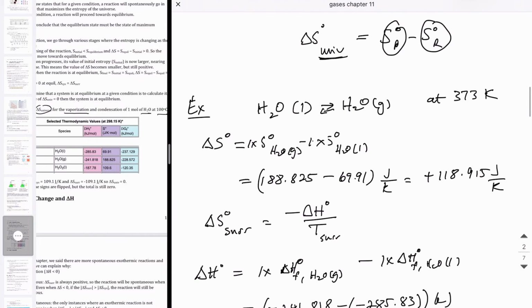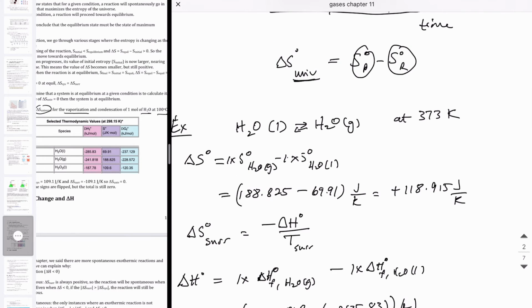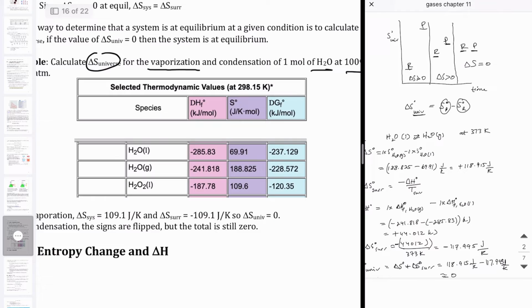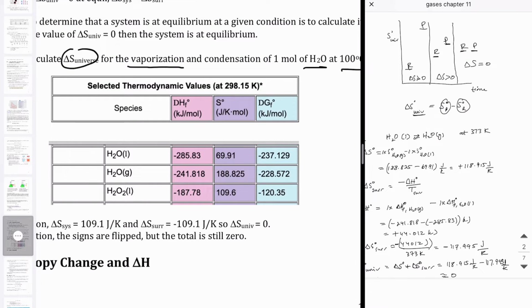If we want delta S of the universe, we're going to need delta S of the system and delta S of the surroundings, right? We can calculate that if we have our thermodynamic values. As I mentioned earlier, you can find them using that same table that we used before for entropy. Entropy is the purple column here, and then delta H of formation is the pink column there.